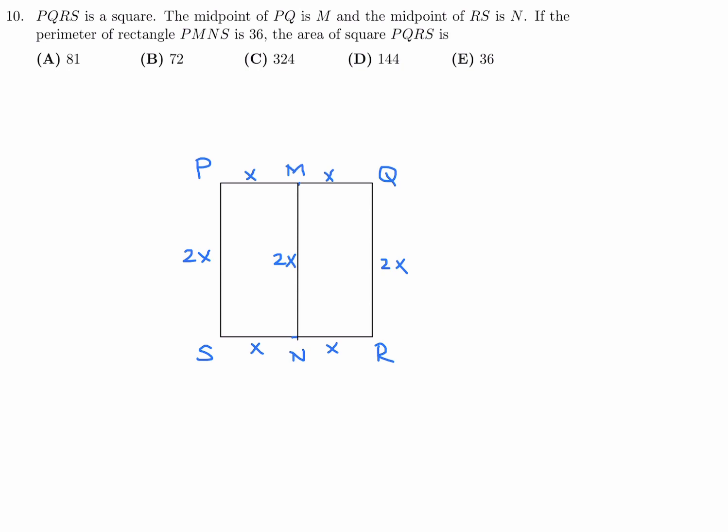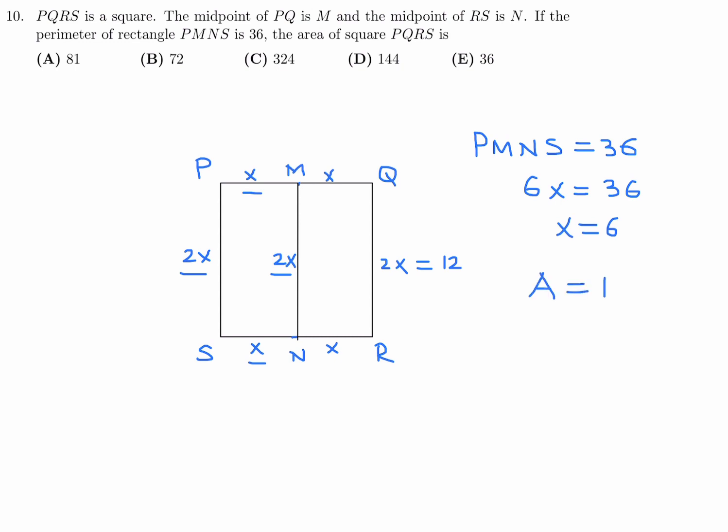So the perimeter of PMNS is 36. And in terms of the labeling here, that's going to be 1, 2, 3, 4, 5, 6. 6x is 36. So x is 6. So if x is 6, that means 2x is 12. So the side of the square is 12. The area of that big square is going to be the side of the square times the side of the square. And that's 144. So number 10, the answer is D.